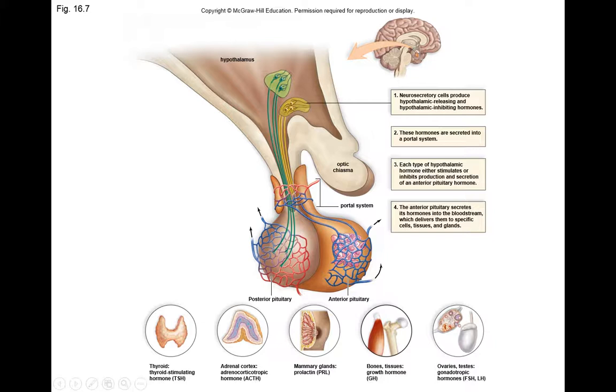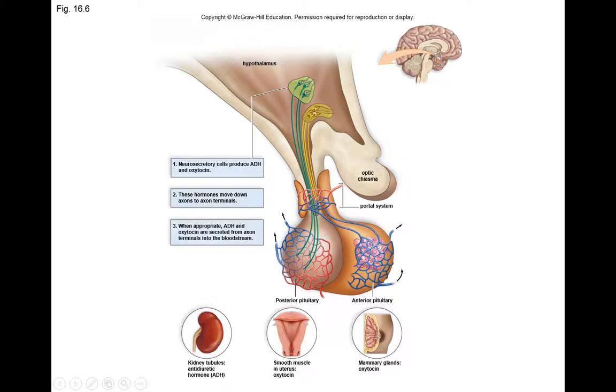So these are the hormones of the anterior pituitary gland. Remember, the posterior pituitary gland only secretes ADH and oxytocin. That's this portion of the pituitary. The anterior pituitary gland makes a lot more, which are these listed here.